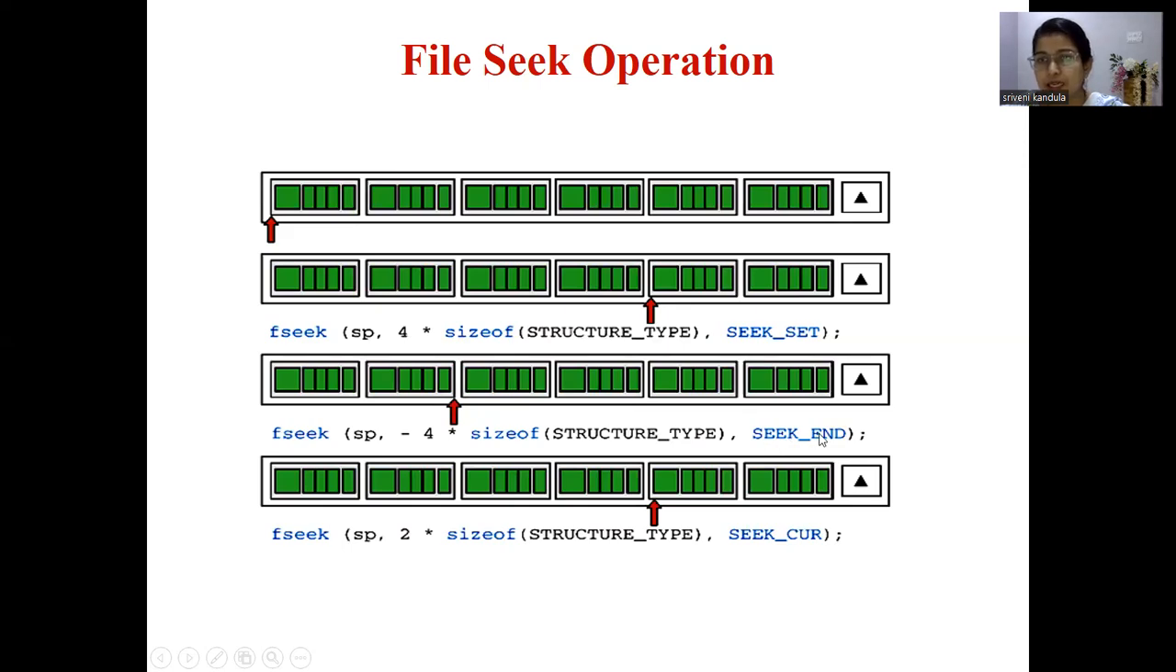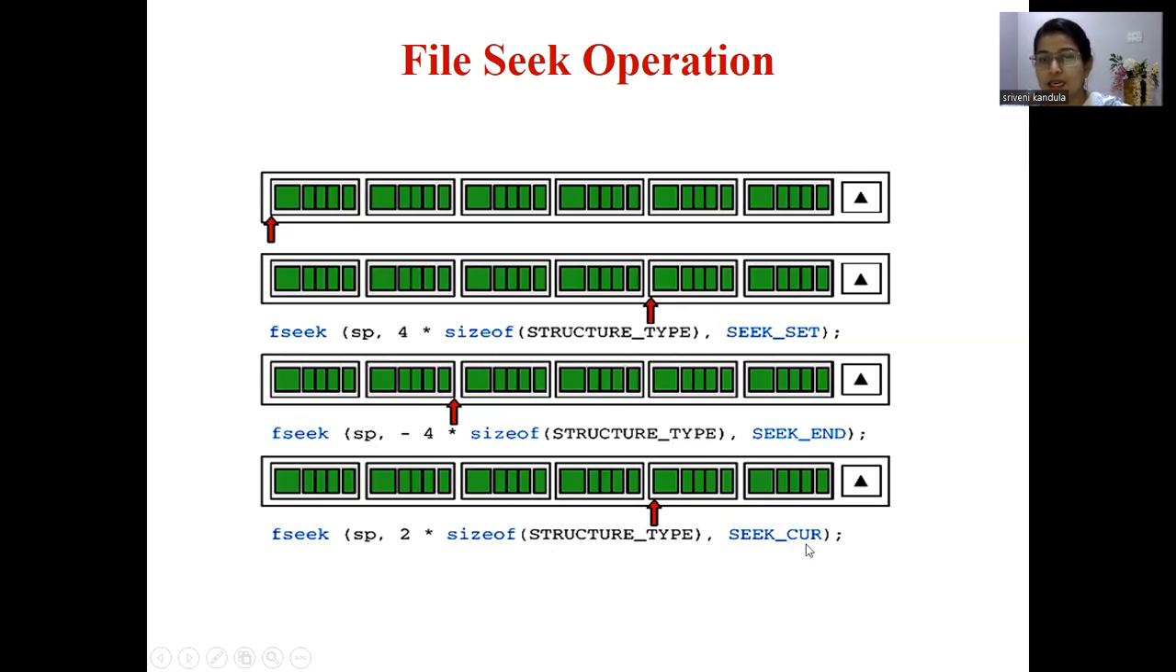If I am using SEEK_END, your file pointer will be moved to the end of the file. From there, in the reverse direction, 4 times the size of the structure type. I want to move 4 records backwards: 1, 2, 3, 4. We have moved back 4 records and your file pointer is positioned here. So it is moving in the backward direction. You can use SEEK_END whenever you want to go back in direction.